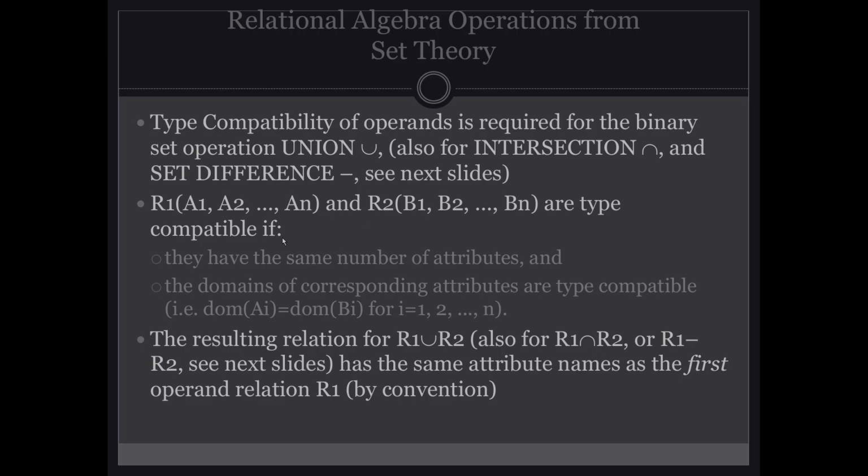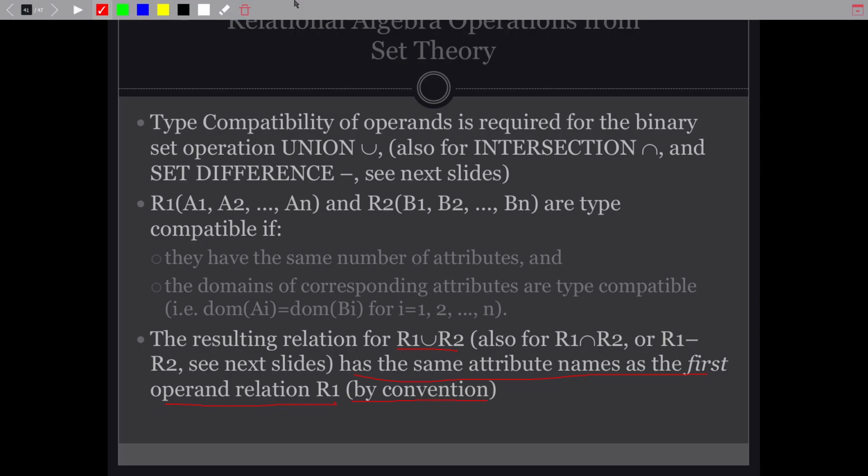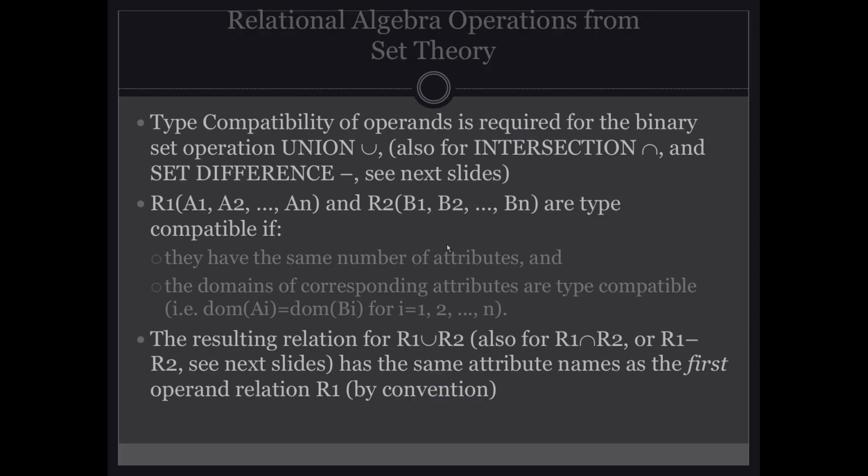The second condition is that the domains of the corresponding attributes are type compatible, okay? So A1 must have the same domain as B1, A2 must have the same domain as B2, and so on up to Bn, okay? The resulting relation for R1 union R2 has the same attribute names as the first operand relation R1. And this is just a convention, it doesn't really matter.